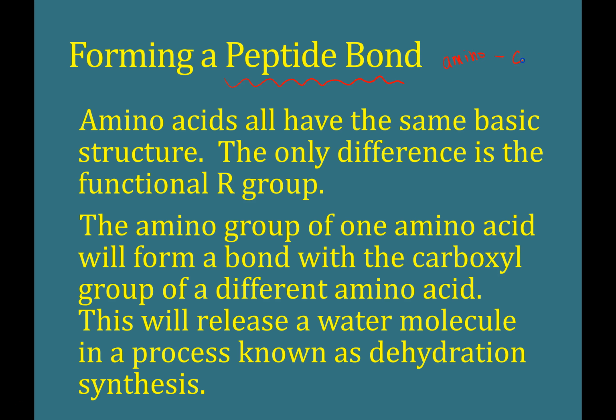It's going to have a central carbon. It's going to have a hydrogen. It's going to have a carboxyl group on that side of that central carbon. And then here's going to be what is known as an R group. So an R group I'll tell you about in a second, but that's how all amino acids are different from each other. It's all about the R group.